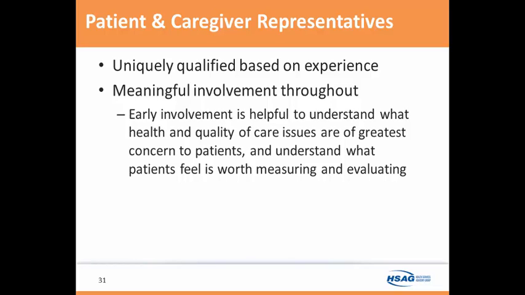To the greatest extent possible, this participation should involve actual patients and caregivers, not just the organizations who represent them. Early involvement of patients and caregivers is helpful to understand what health and quality of care issues are of greatest concern to patients, and to understand what patients feel is worth measuring and evaluating. In a recent survey of patients and family caregivers who participated in expert panels for measure development, most stated that they would do it again and would recommend participation to other patients and consumers. They felt that they were listened to by the other experts and that their input was valued.